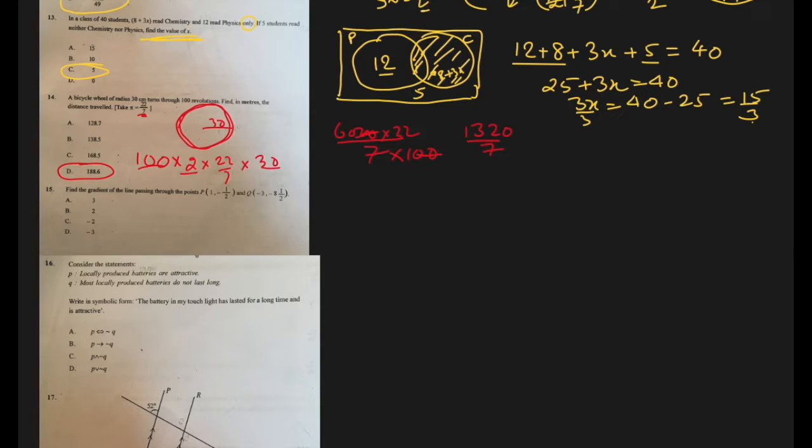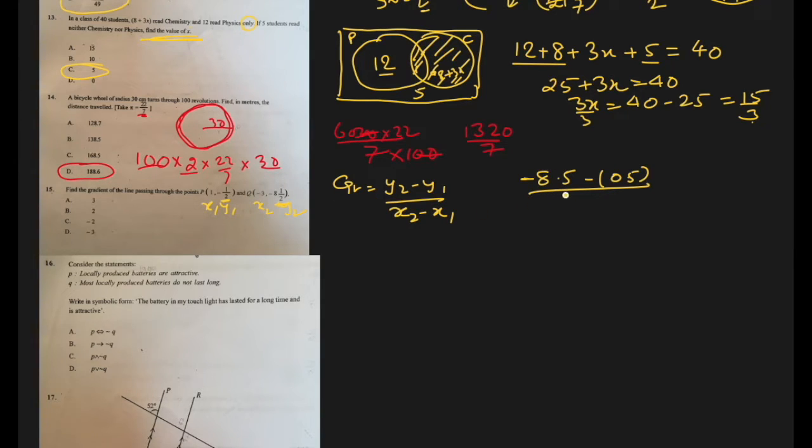Number 15. Find the gradient of the line passing through this. So gradient is y2 minus y1 over x2 minus x1. Let's take this as y2, this as y1. So x1, y1, x2, y2. Minus 8.5. Let me write in decimals. It will be easy to calculate. This is a multiple choice question paper, right? So it's okay to convert to decimal so that we don't have to show the process. We have to circle the final answer.